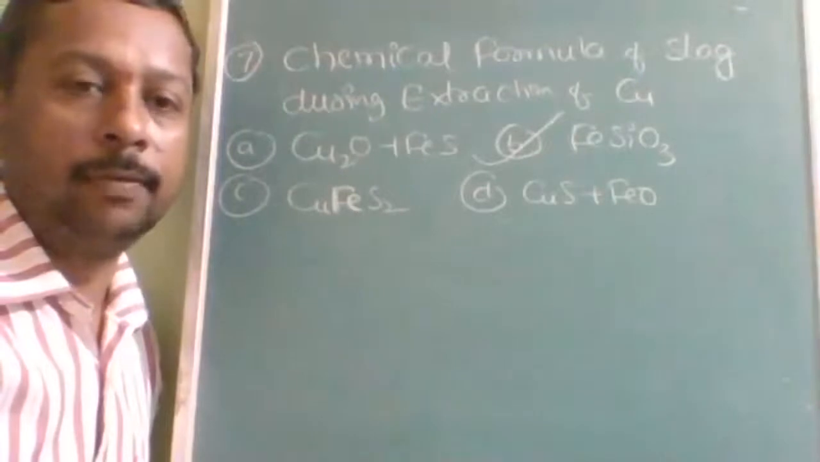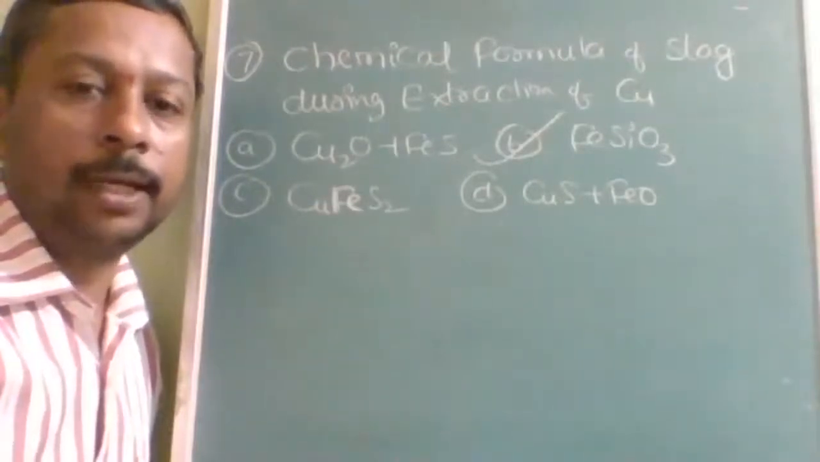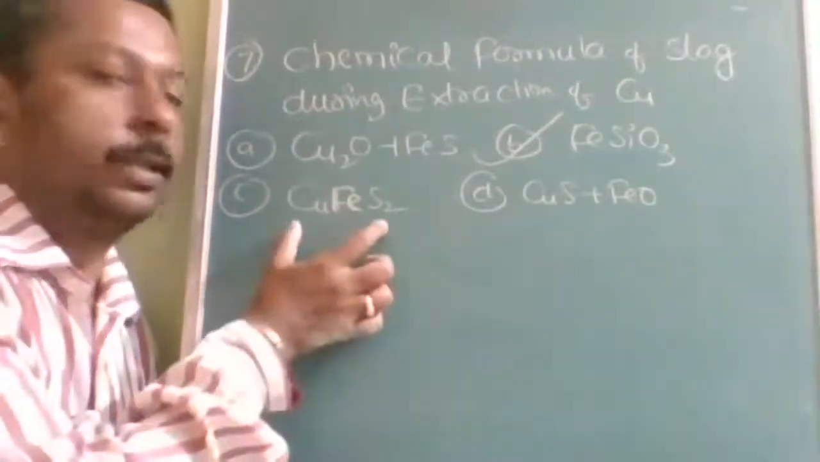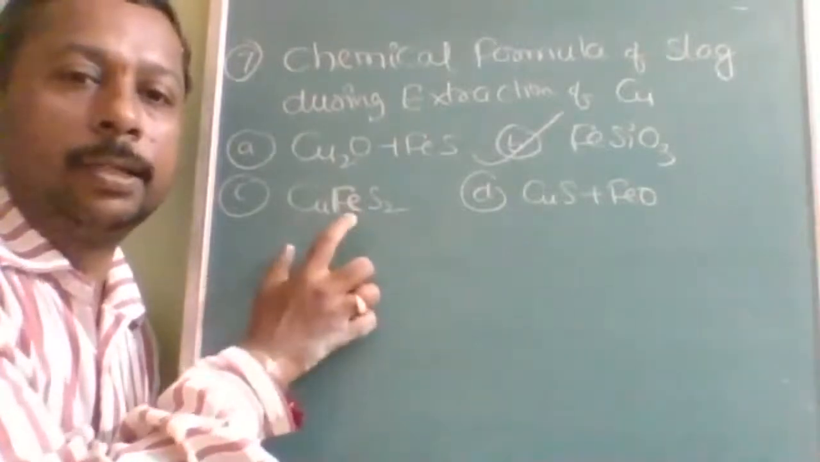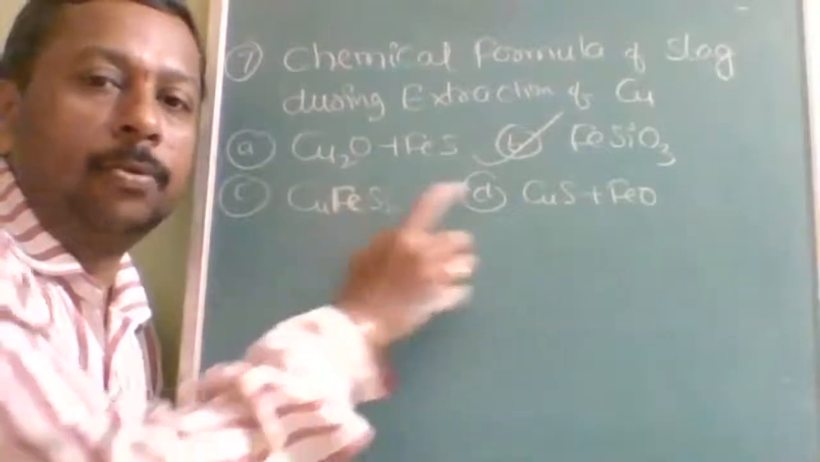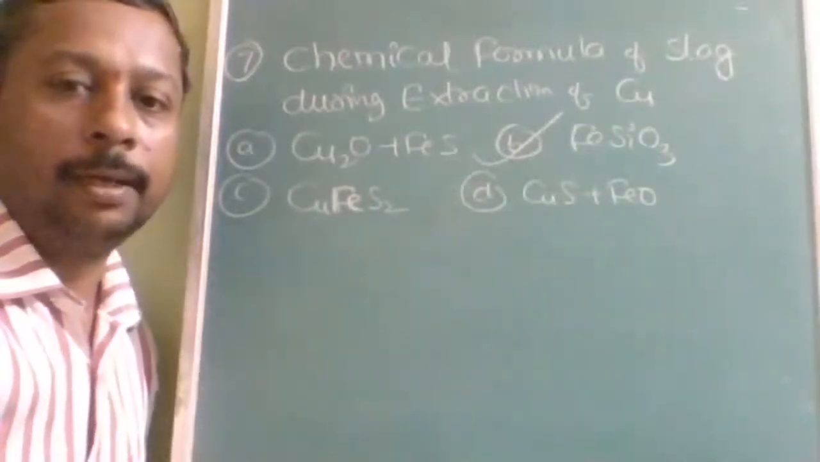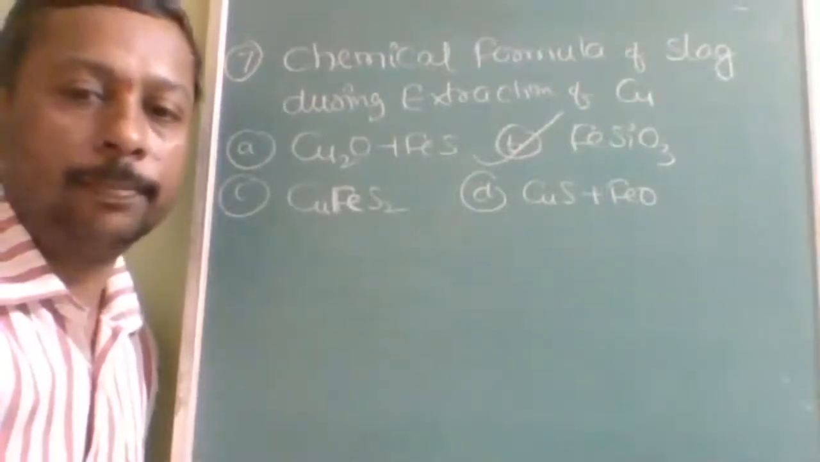Like in iron, we will get calcium silicate because there the gangue is what? Silica, and flux is calcium oxide. We will use calcium oxide and silica will be removed as CaSiO3. But in copper, this is the ore, copper pyrites. To remove this, iron is the gangue here. Iron is removed by adding SiO2. So slag will be FeSiO3. Slag will be FeSiO3.